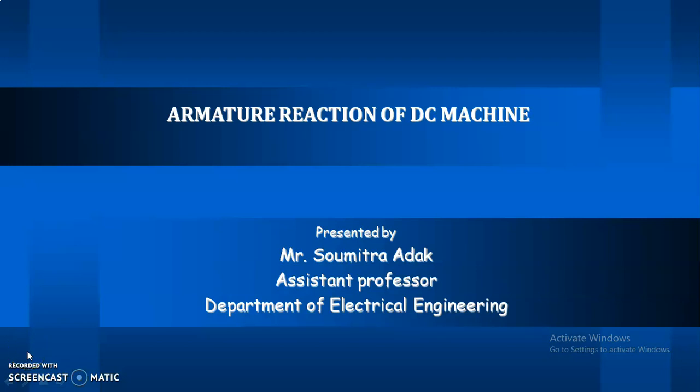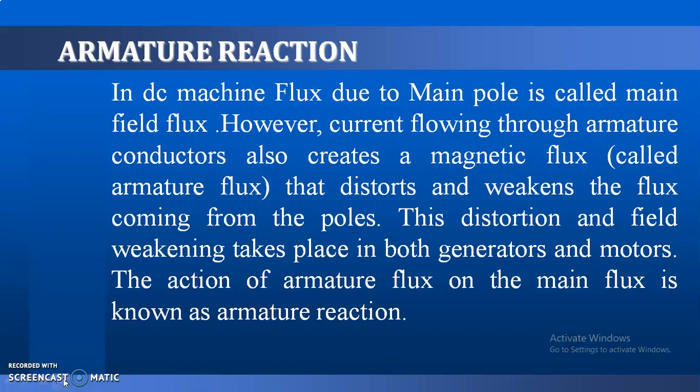We are discussing the armature reactions of DC machines. So at first, what is armature reaction? Armature reaction is nothing but the shifting of the magnetic neutral axis from the geometrical neutral axis.